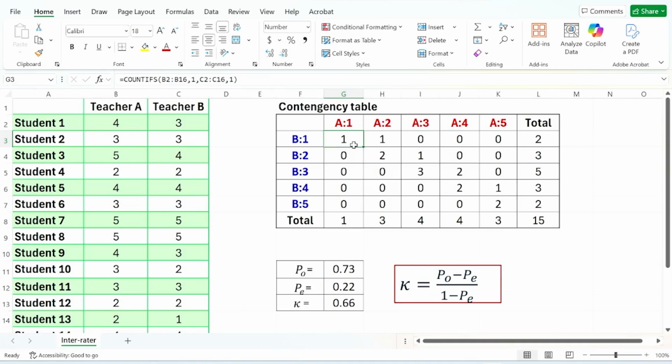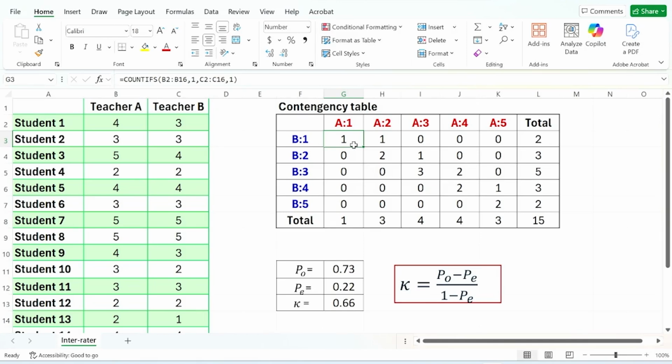This one is quite easy. You add up all the sums here. These are the row sums, these are the column sums. Alright? You make sure it must give the same answer as 15, because I only have 15 students here, by the way. Fair enough? After I've done that, of course, I can start calculating my observed probability, expected probability, and finally my kappa. Now, how do I do that?